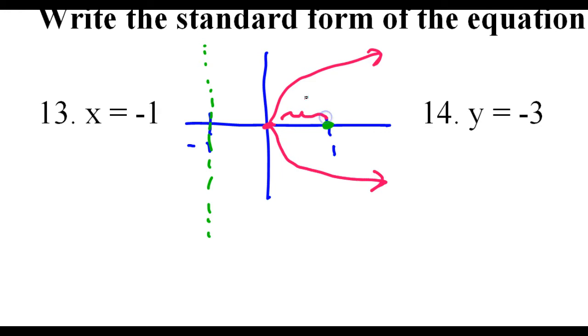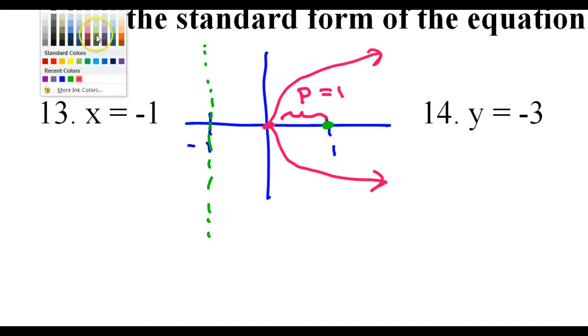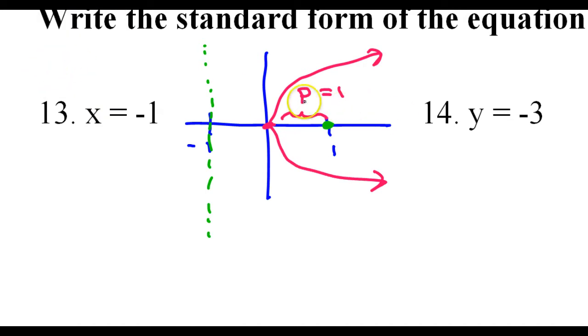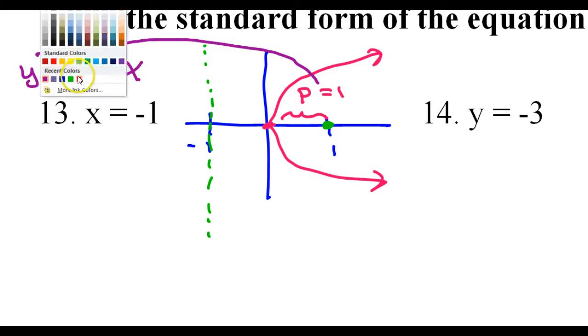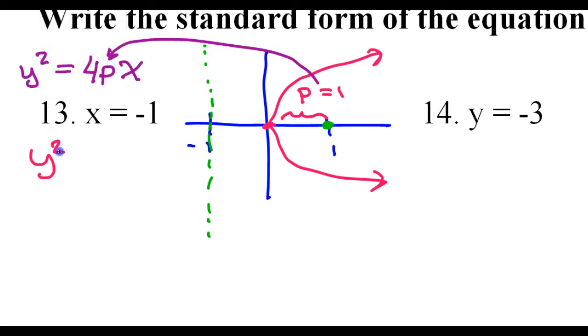But this right here is our p value. So p is 1. Now, because it's a sideways parabola, that tells me that the model is going to be one of those strange ones with the y squared. So it's like y squared equals 4p times x. But now that I know that the p is 1, I plug that in, and basically the p goes away. So the equation is going to be y squared is equal to 4x, because 4 times 1 is just 4. So that's the equation for number 13.